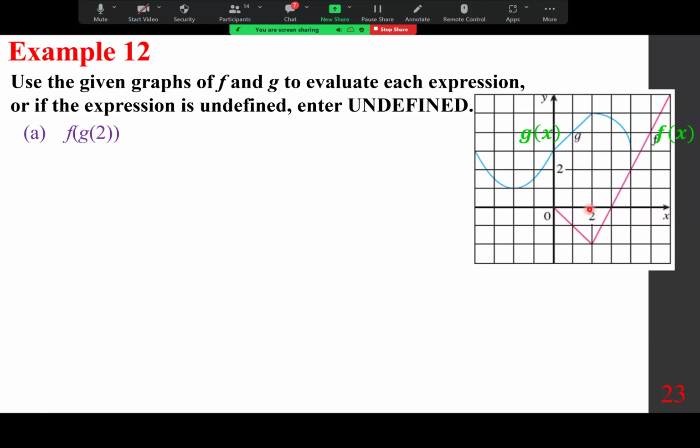On the function g of x, the blue one, you locate its y coordinate: 1, 2, 3, 4, 5. So g of 2 is 5. Therefore, you want f of g of 2, or f of 5. So you locate 5, 1, 2, 3, 4, 5 along the x-axis. And it gives you this point, which has the y coordinate 4.